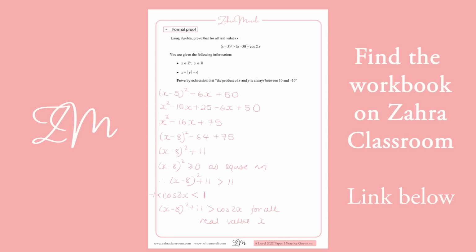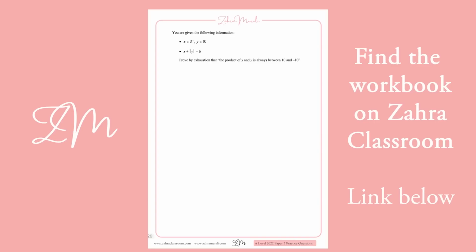Right, so for the second part of this question, you've got some information, and you've got to prove by exhaustion. So whenever you see exhaustion, you've got to try out all the possibilities. We're looking also at the product. So when we see the word product, we're thinking multiply, we're thinking times. And we're going to say, what are we looking for? So we've got this weird notation. The Z plus means positive integers, so positive whole numbers, and y is all real numbers.